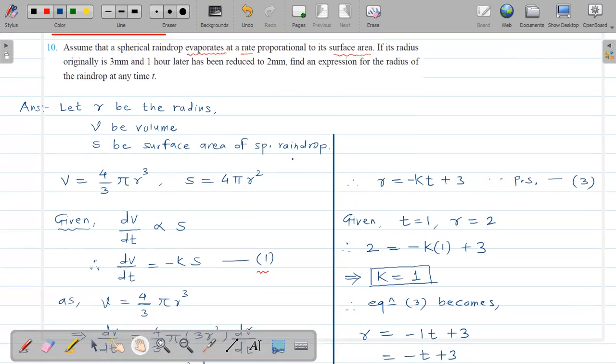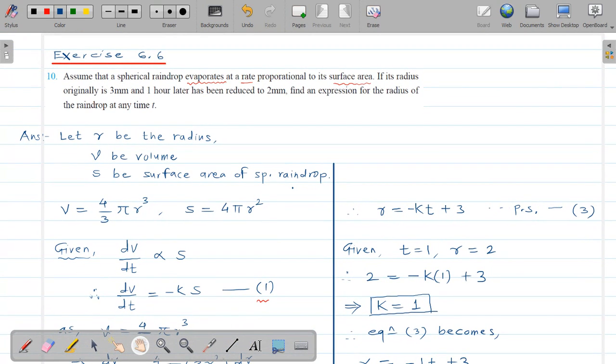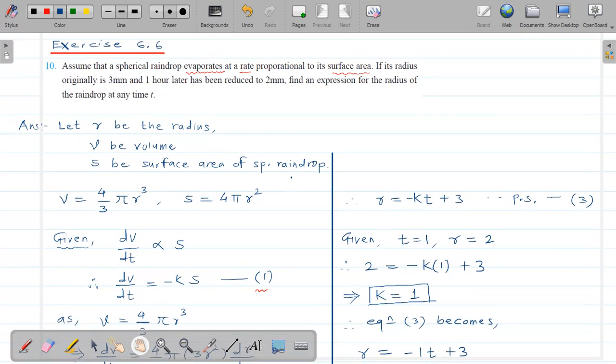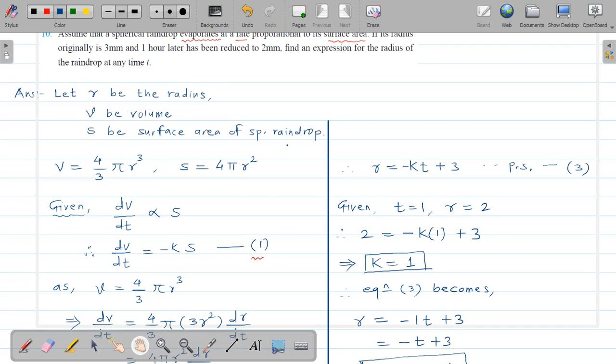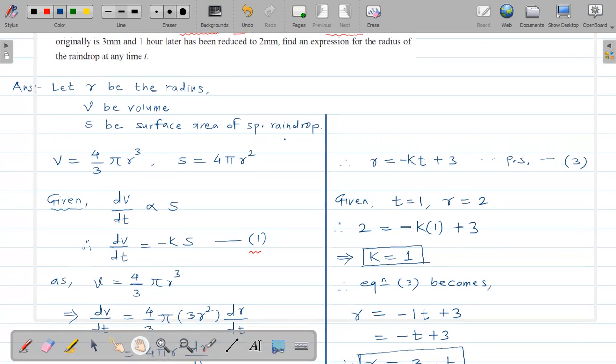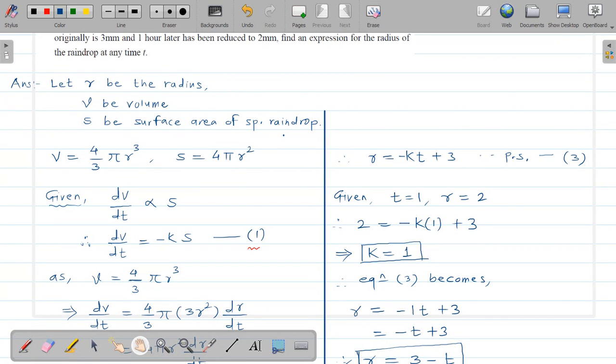Again I will repeat. Here it is given that a spherical raindrop evaporates, means volume decreases at a rate proportional to its surface area. Evaporation occurs means it is the decreasing in volume. So here we have considered r be the radius, v be the volume, and s be the surface area of the spherical raindrop. Now as per the given condition, we know that dv by dt is directly proportional to s. We have to consider the proportionality constant as minus k here.